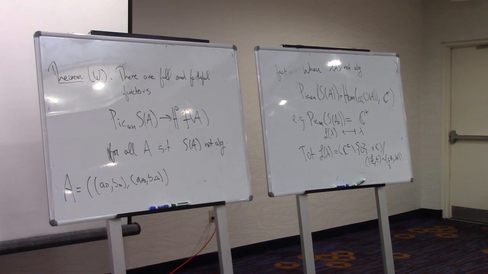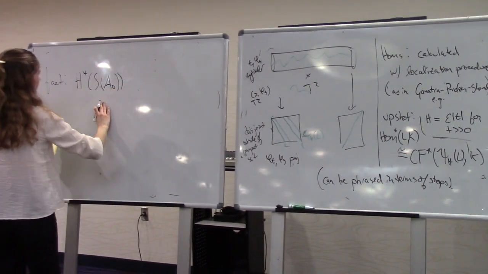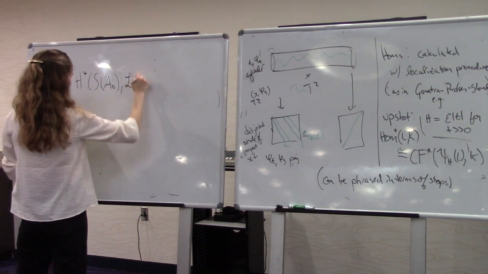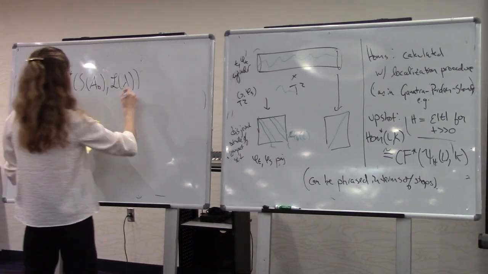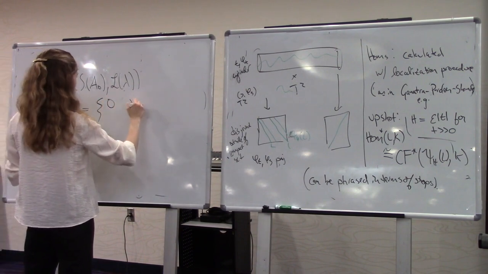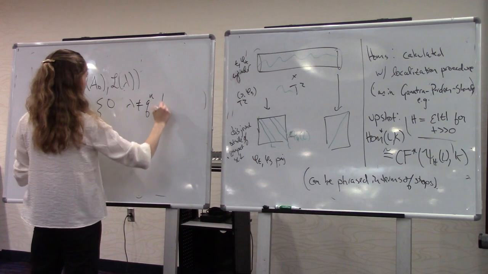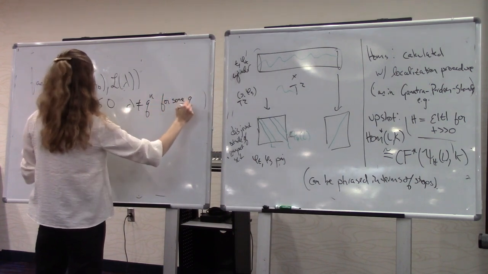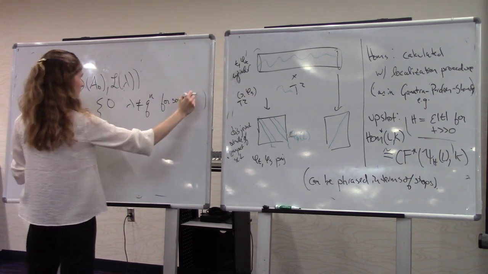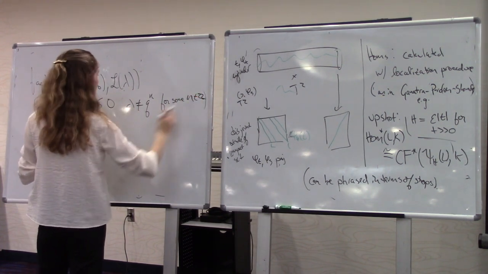So in fact, if you compute the cohomology of these line bundles on just the Hopf surface, so S of A naught, this is going to be equal to 0 if lambda is not equal to q to the n for some n in Z, you mean? Yes, thank you.